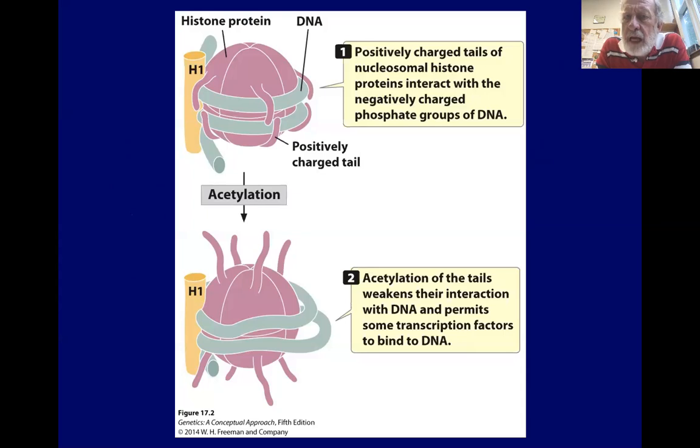So we can see here the tails are these little things that stick up, in number 1 and number 2 there. Positively charged tails are, of course, attracted to the negatively charged DNA, and they want to wrap around it. But we can free those things up with acetylation, making those histone tails less positive, and then they won't have such a strong attraction to the DNA, thereby freeing up some of that DNA so that transcription factors and RNA polymerases can bind to it.